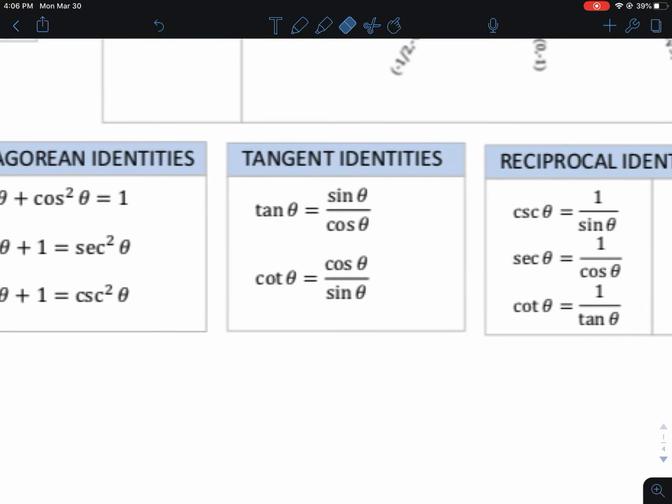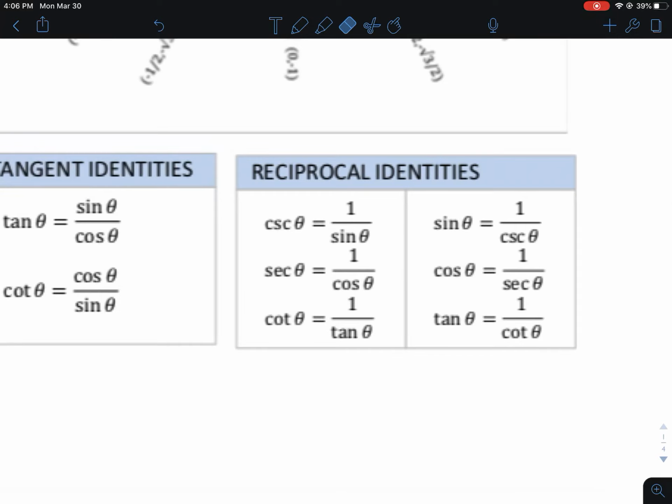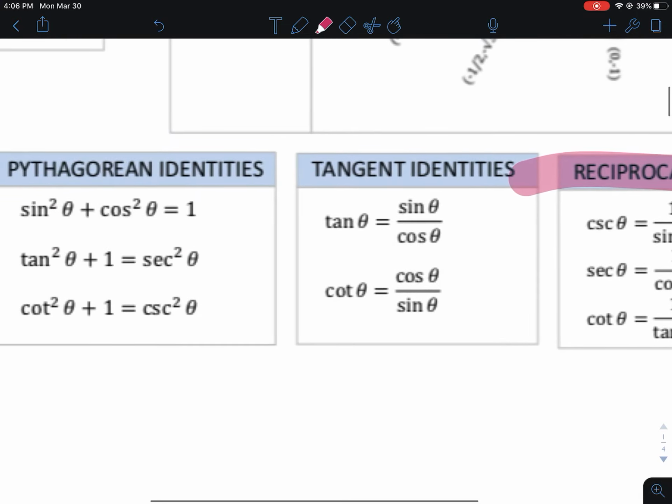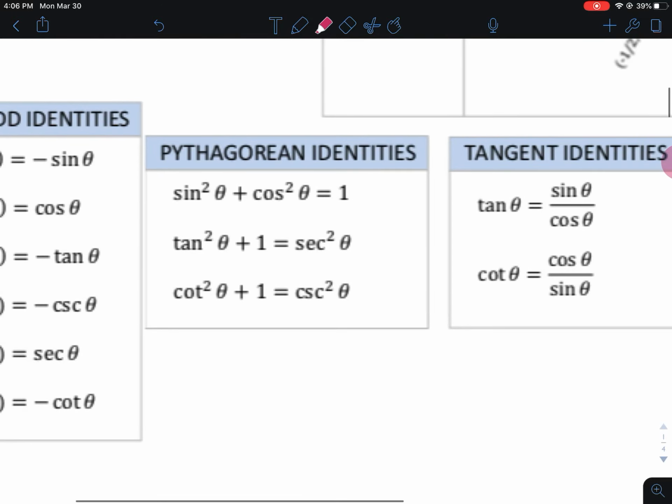All right, so then we get reciprocal identities. Again, a lot of these you already know. So cosecant is just 1 divided by sine. What we've been doing is taking the reciprocal of sine, but same idea. Secant is 1 over cosine. Cotangent is 1 over tangent, and vice versa. On the other side here, sine is 1 over cosecant, cosine is 1 over secant, tangent is 1 over cotangent. So we can keep using those reciprocal identities.